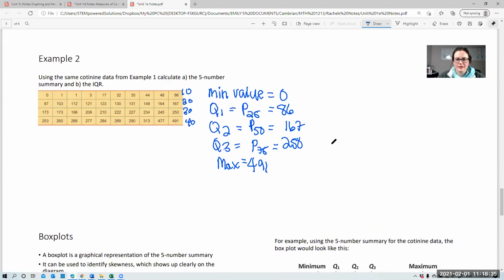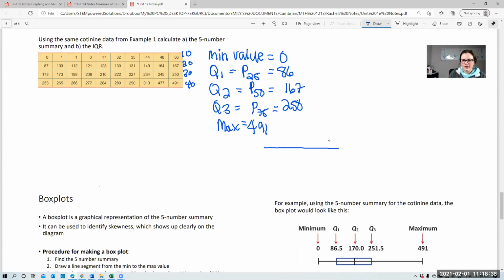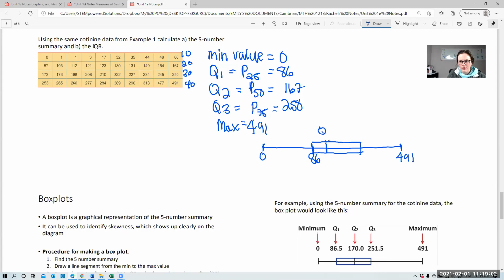All right. And then if I was to draw a box plot for this one, I would have my minimum value here at 0. My maximum value would be here at 491. My Q1 value would be here at 86. My Q3 value would be here at 167, and my Q4 value. So this would be skewed to the left. Yeah. Anyway, that's it for today's class.